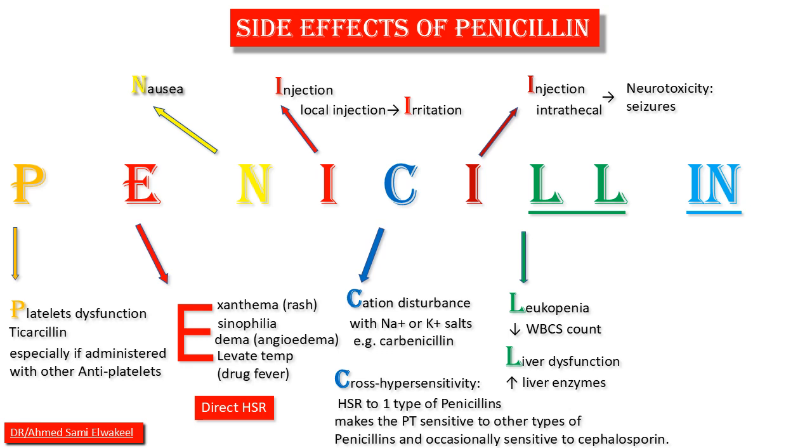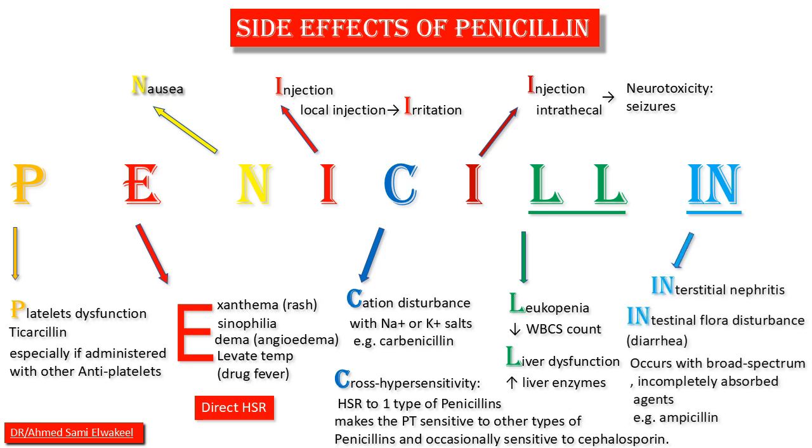2L ladder, L for leukopenia, diminished white blood cell count, and L for liver dysfunction, increased liver enzymes, and IN for interstitial nephritis and intestinal flora disturbance, which leads to diarrhea, occurs with broad spectrum and incompletely absorbed agents like ampicillin.